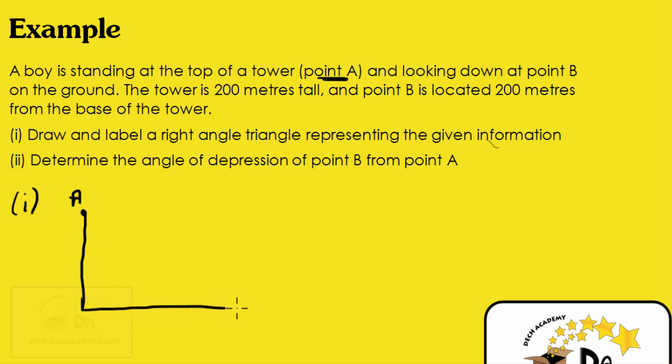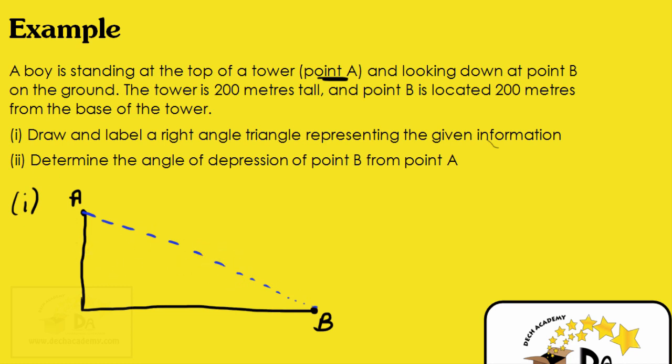There's a ground level, and there's a point B on the ground level, and it says that the boy looks down at the point B. So I'm just going to draw a line of sight for the boy. The boy is at A and he's looking down at the point B. So this is the line of sight of the boy.